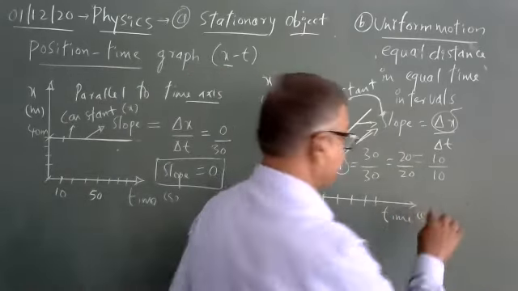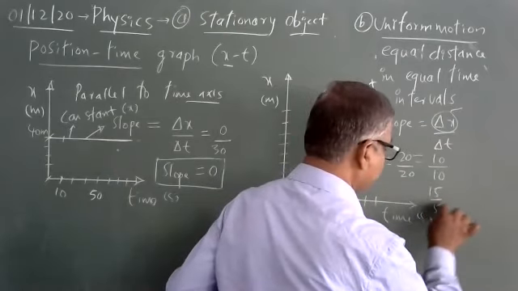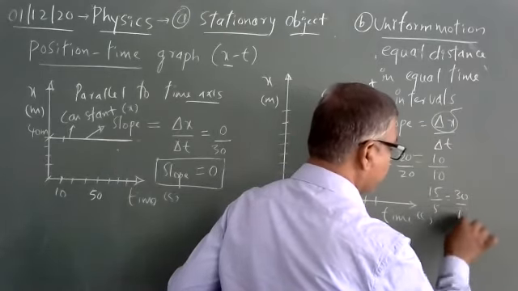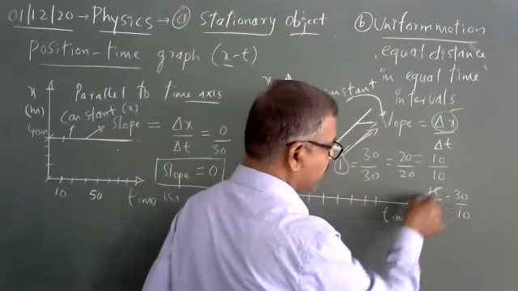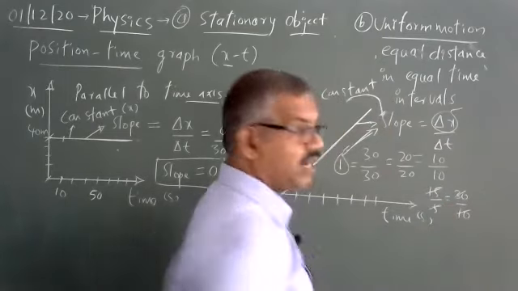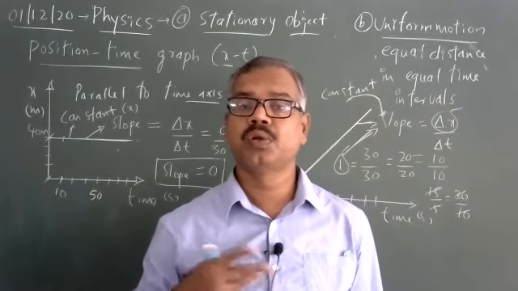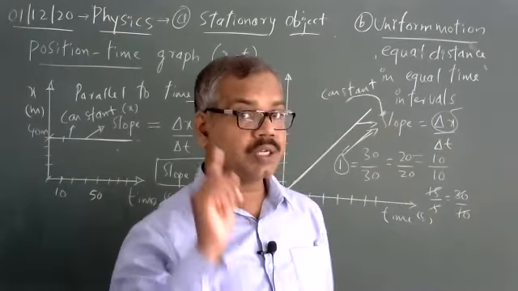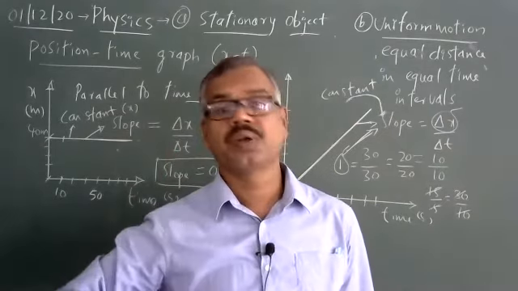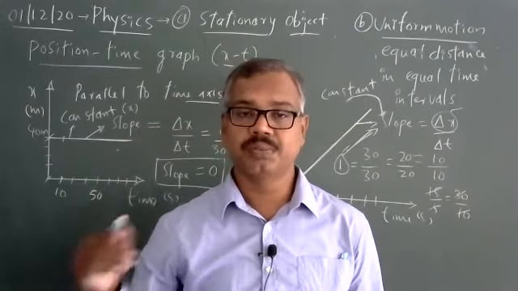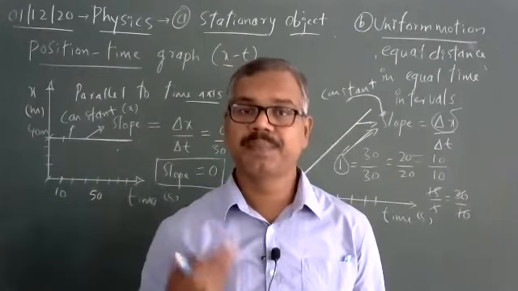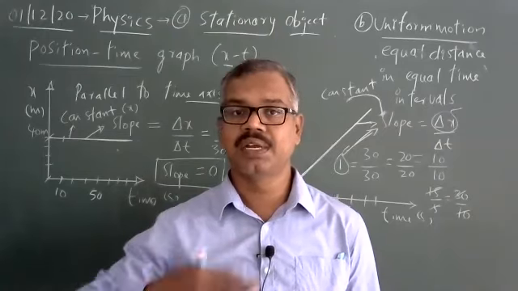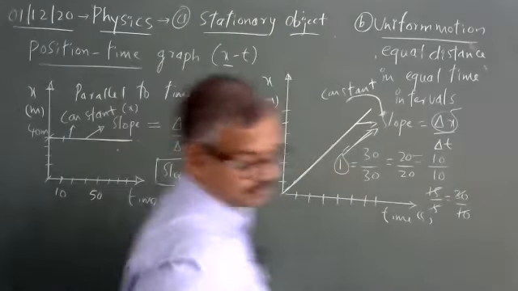I hope there is a place. Yes, 15 by 5. Or you can say 30 by 10. Check this ratio. 15 by 5 is 3. Everywhere it remains 3. It is not 1. It can be 2. It can be 3. It means that the ratio is going to be constant. What I mean to say, uniform motion is a motion in which the object covers equal distances in equal intervals of time. This is a beautiful graph.